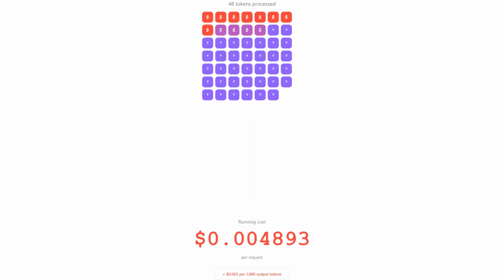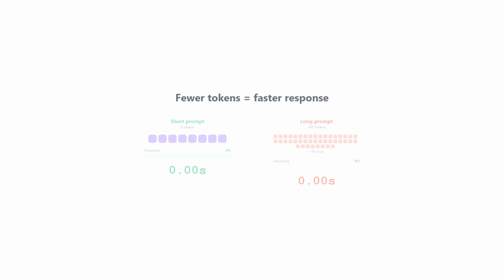Third, model limits. Every model has a maximum token limit, often called the context window. That limit includes your input and the model's output together. So if your prompt is already very long, there is less space left for the answer.